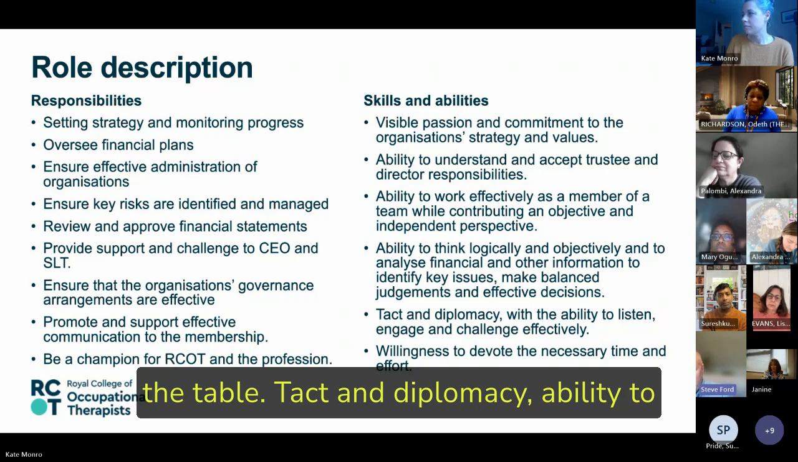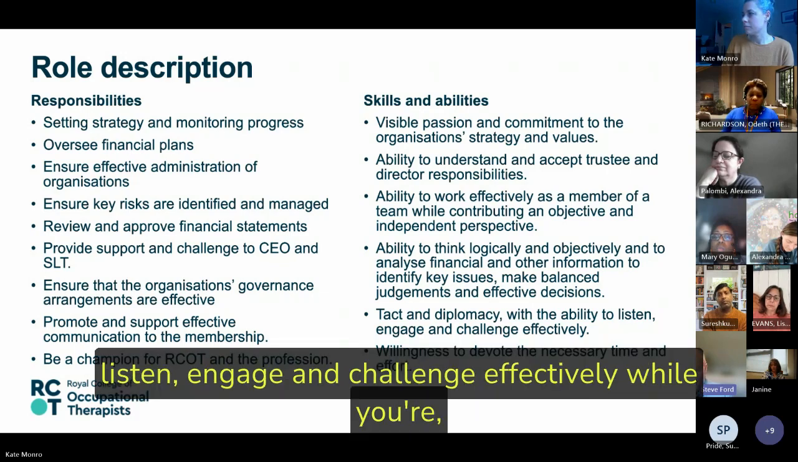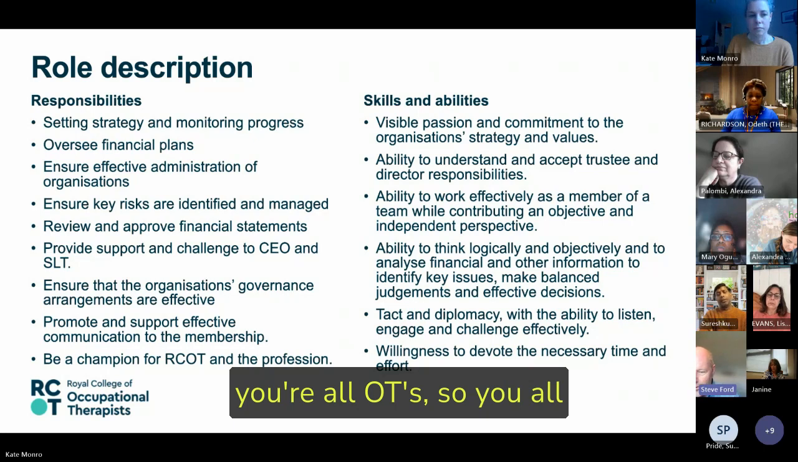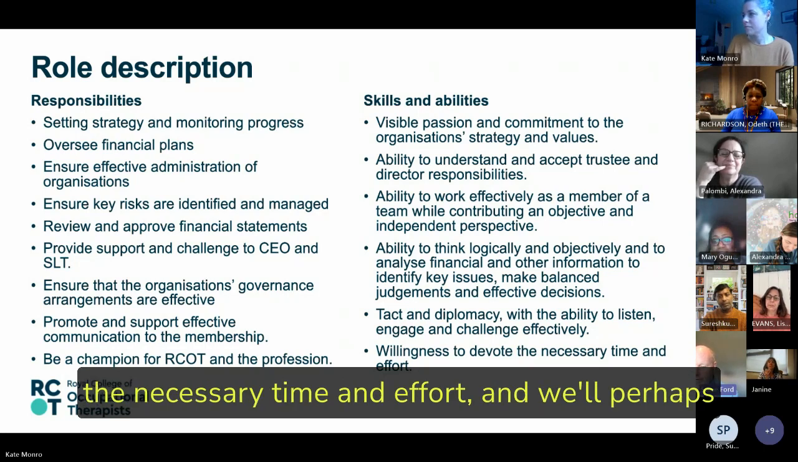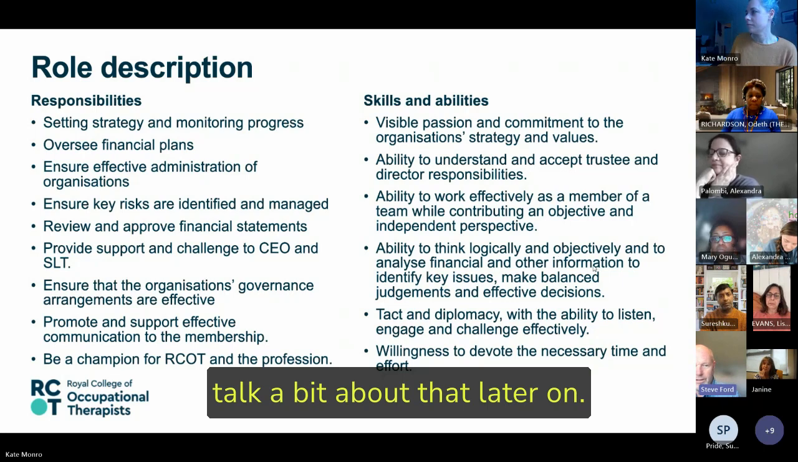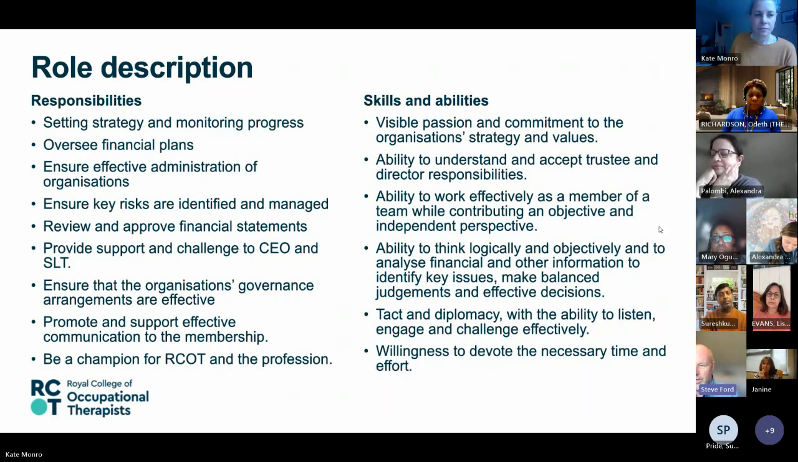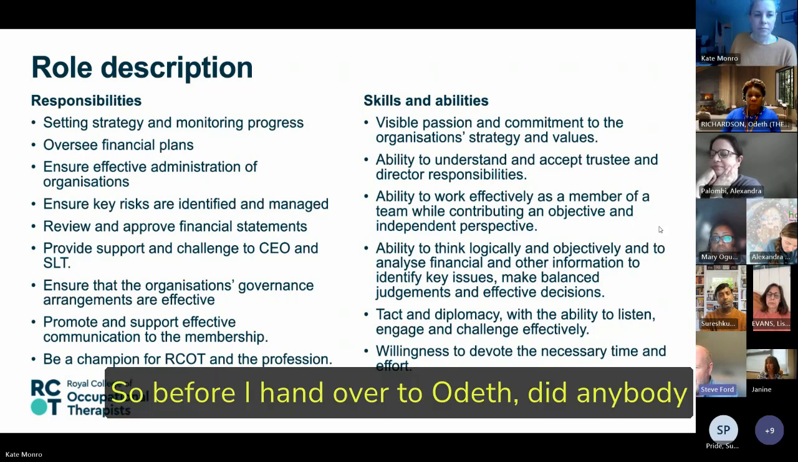Tact and diplomacy, ability to listen, engage and challenge effectively. Well, you're all OTs, so you all have that in spades, don't you? And that last point, willingness to devote the necessary time and effort, we'll perhaps talk a bit about that later on.